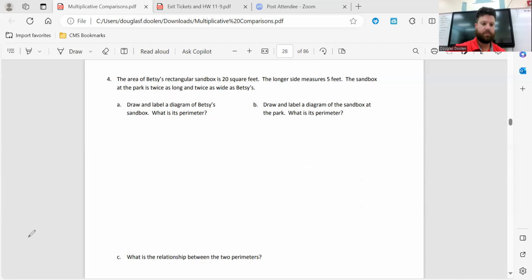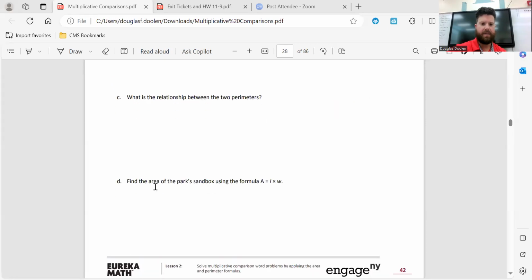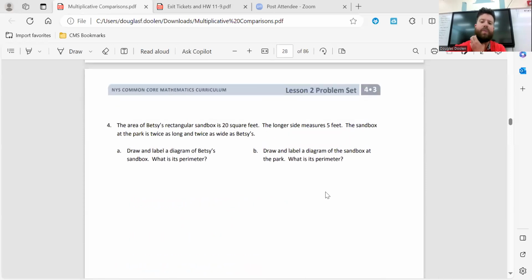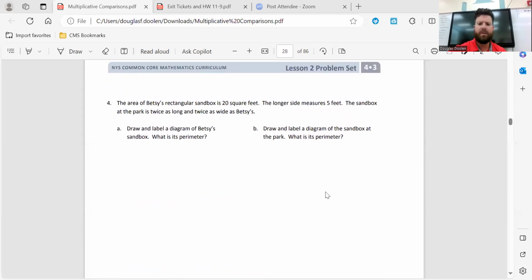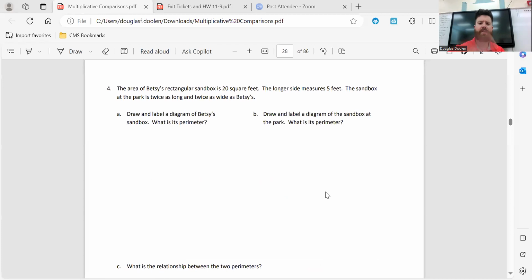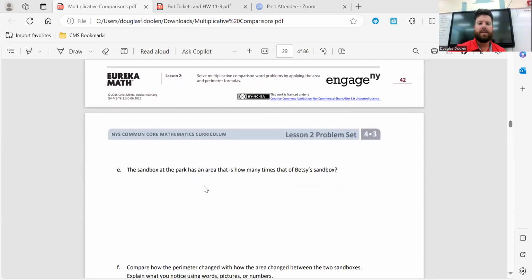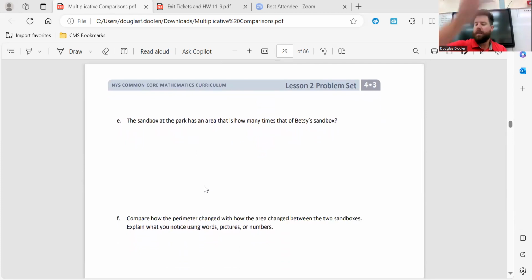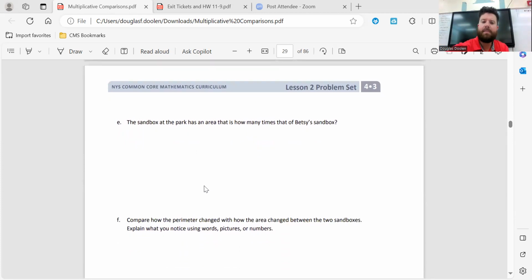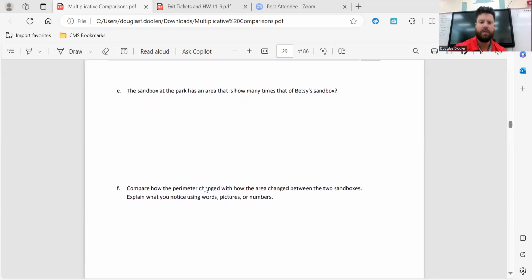No, they're not. Okay. We have find the area of the park sandbox. We already did that. Yes, we did it when we were labeling it, because that's how we label. We said it was 80, right? Perfect. We're already done with that. The sandbox at the park has an area that is how many times that of Betsy's sandbox? What do we have there? 18 times 2. Perfect. It's 2 times more.